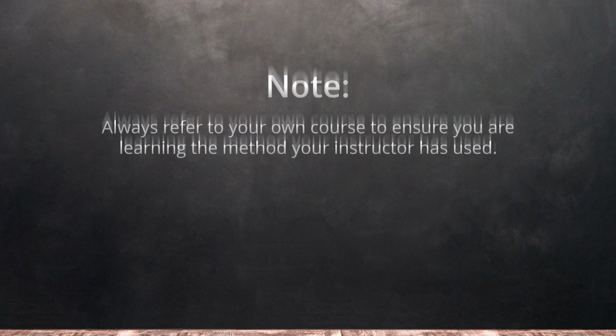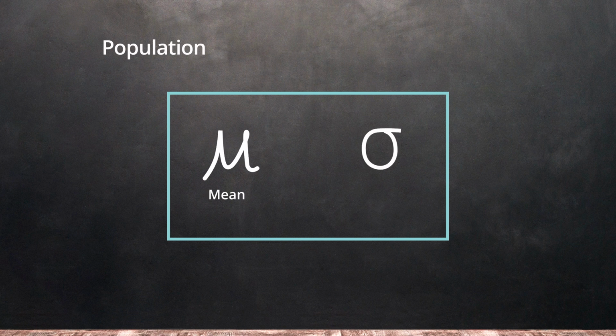Consider the following scenario. You are interested in developing a drug for patients who have heart disease. In order to do that, you need to know the average heart rate of everyone in the world with heart disease. We'll call this the population. This population has a mean heart rate denoted by the letter mu, as well as a standard deviation for the heart rate denoted by the letter sigma.